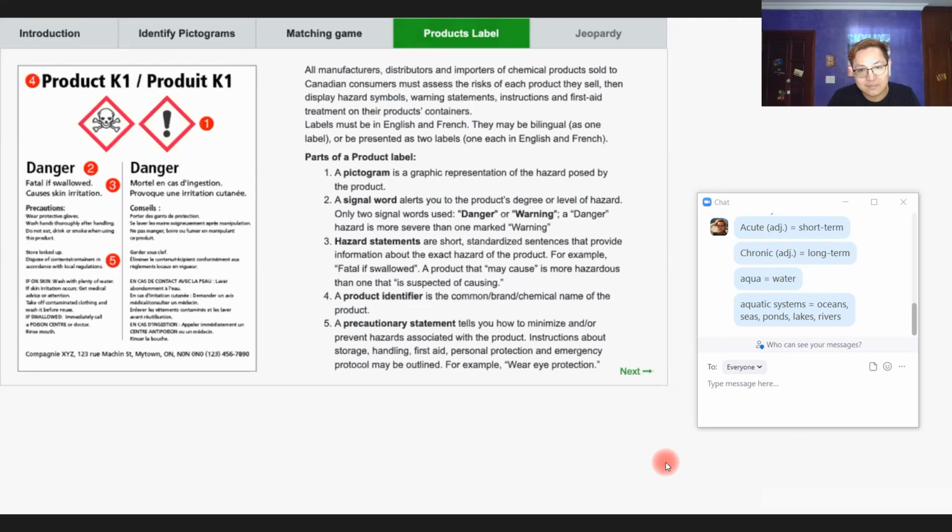Part of a product label. A pictogram is a graphic representation of the hazard posed by the product. And a single word alerts you to the product's degree or level of hazard. Only two signal words are used, danger or warning. A danger hazard is more severe than one marked warning.